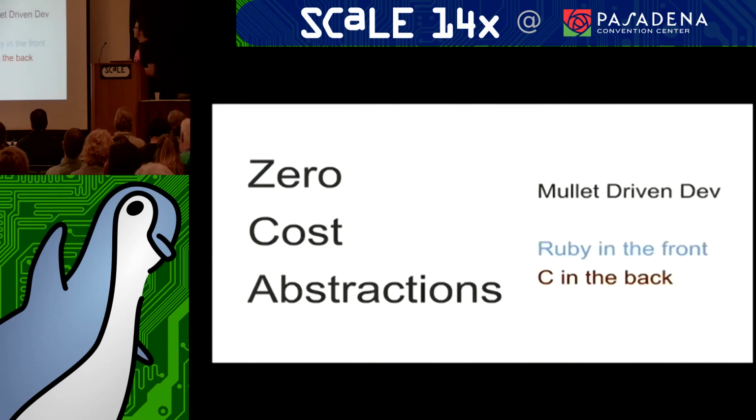So let's talk some about zero-cost abstractions, what I sometimes call mullet-driven development. You're going to get a lot of the expressiveness of Ruby. So you get sort of the Ruby in the front when you're writing your code, but you don't take any of the performance costs. You really get like C in the back, right? This is great. So let's go through some examples here.